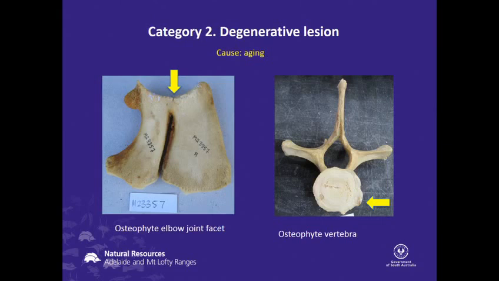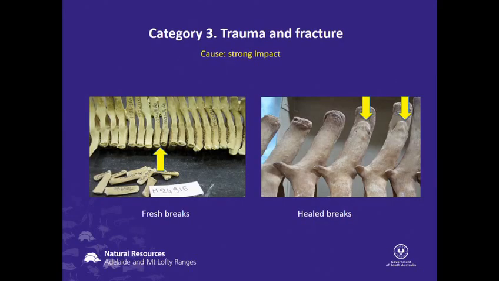They form the lip surrounding the facet. And then, it's not a great photograph, but there's a bit of an elongated lip on the facet. And the third category is trauma and fractures. The main cause is thought to be a strong impact from the outside.